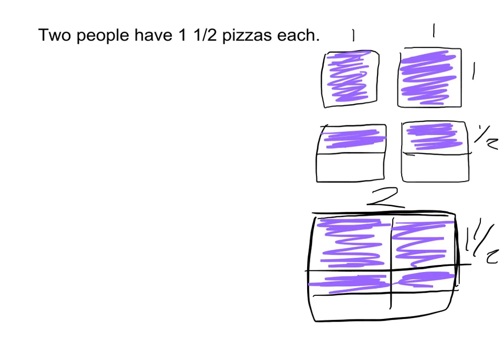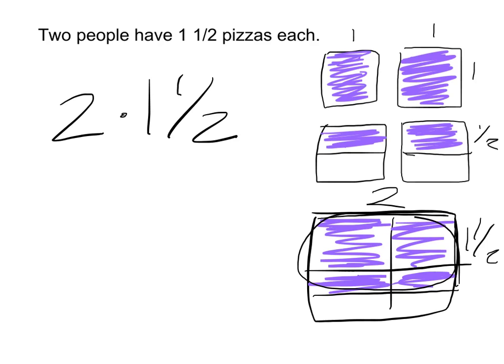So if we're going to calculate the area, we're going to have to calculate 2 times 1.5. That represents all of this space in here. And you can see from the picture, if you count it up, 2 times 1.5 equals 3 entire pizzas. We have one pizza, a second pizza, and then these two halves together will give us a third pizza. So 2 times 1.5 is 3, and we've been able to represent that now with a model.